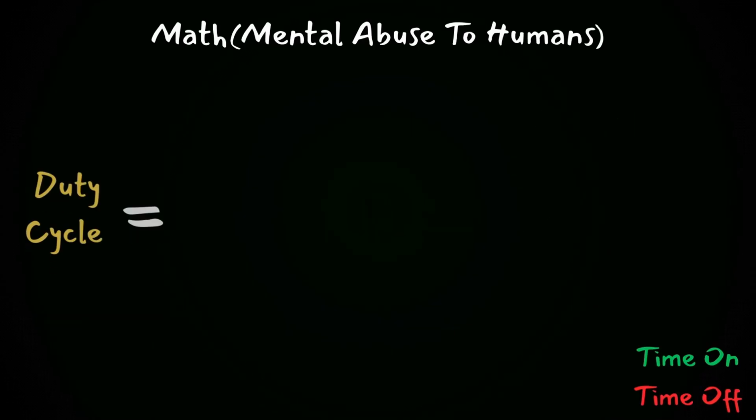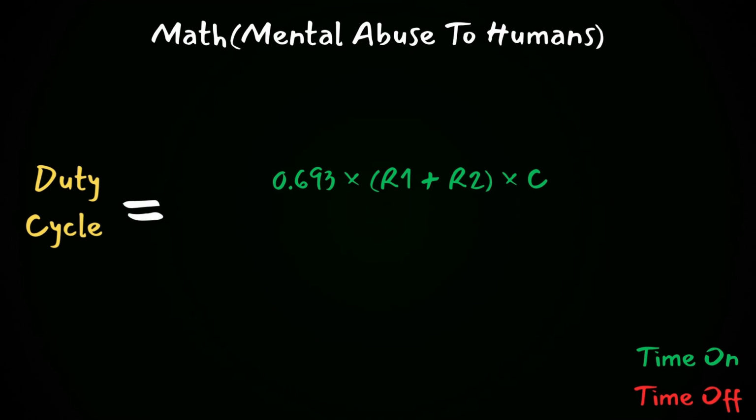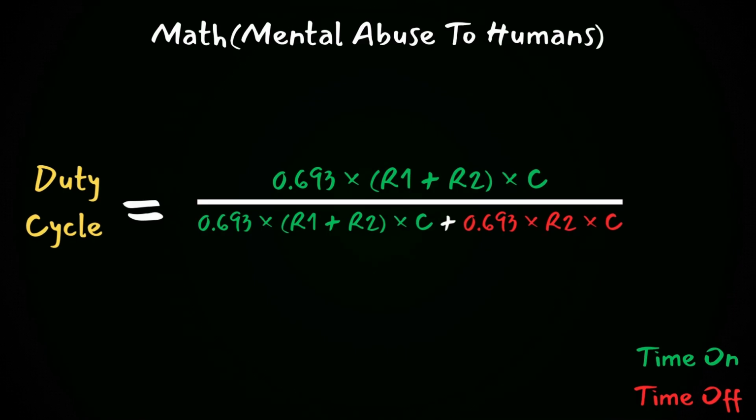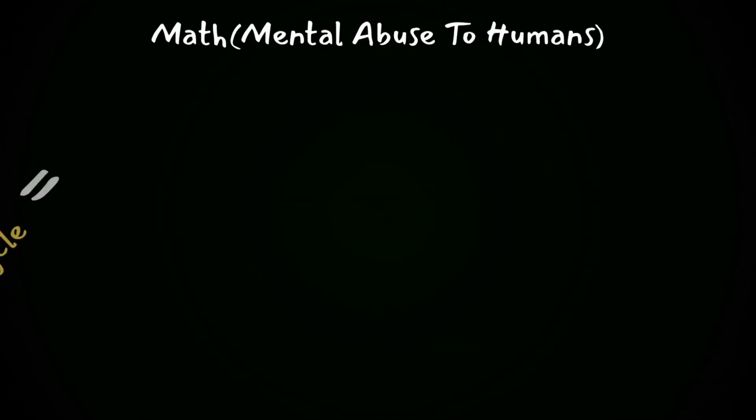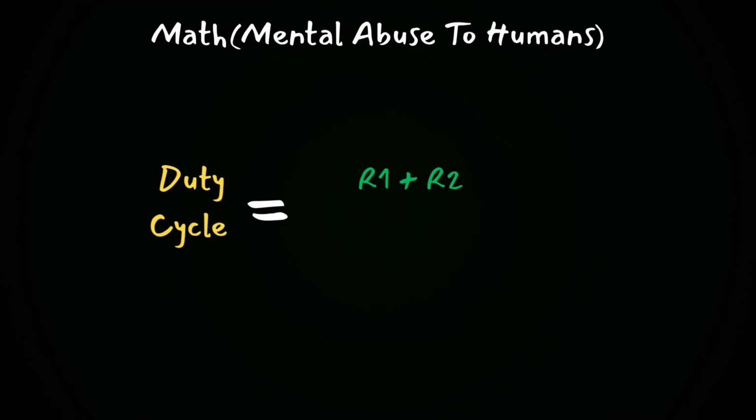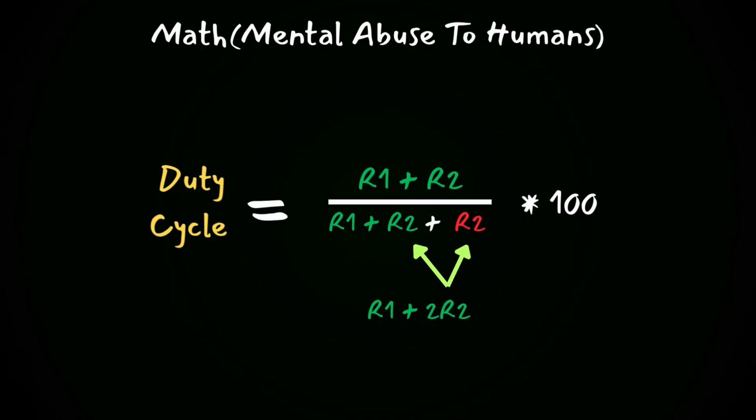Once I plug in the equations, I get 0.693 times (R1 plus R2) times C, divided by 0.693 times (R1 plus R2) times C plus 0.693 times R2 times C, times 100. That is too complicated and will waste so much time if you're doing this on the calculator. So what you will need to do is factor out 0.693 and C. That gets you duty cycle equals (R1 plus R2) divided by (R1 plus R2 plus R2), times 100. The denominator can be simplified into R1 plus 2 times R2.